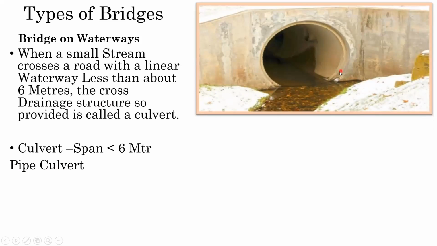You might have seen something like this whenever you were traveling. Your road is somewhere here, and then there is a small stream which crosses the road. Then you create a structure like this, which is called a culvert, and with the help of a pipe, your water is going to flow. So, this is called my pipe culvert. This is usually given when the flow of water is less, or when the discharge is very less.